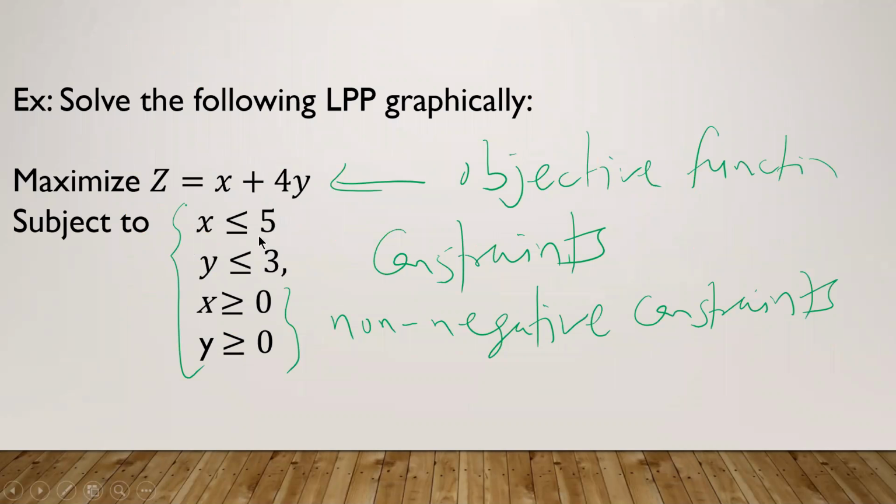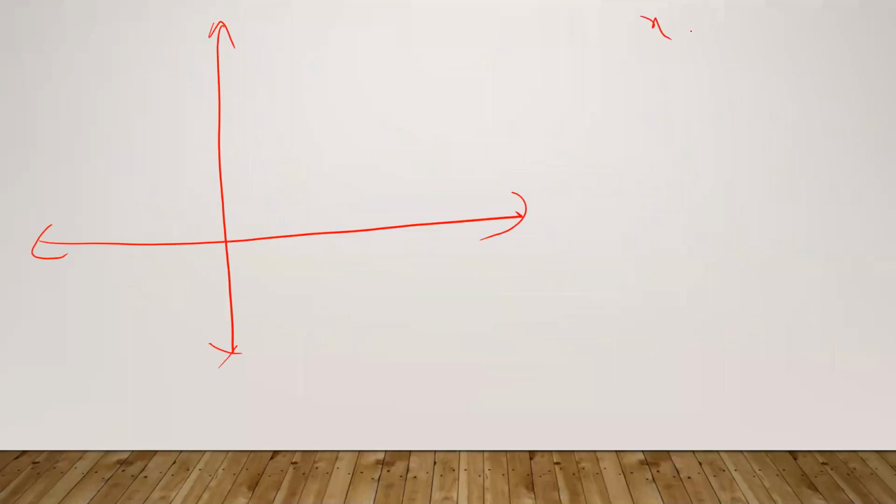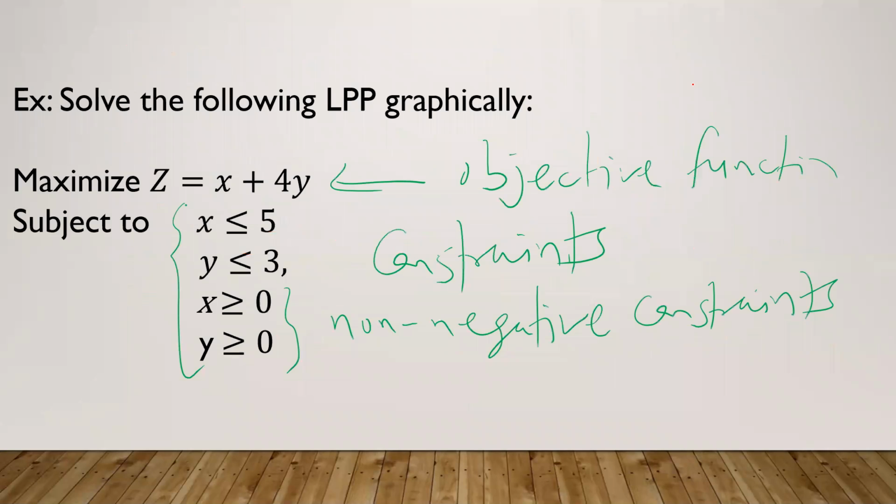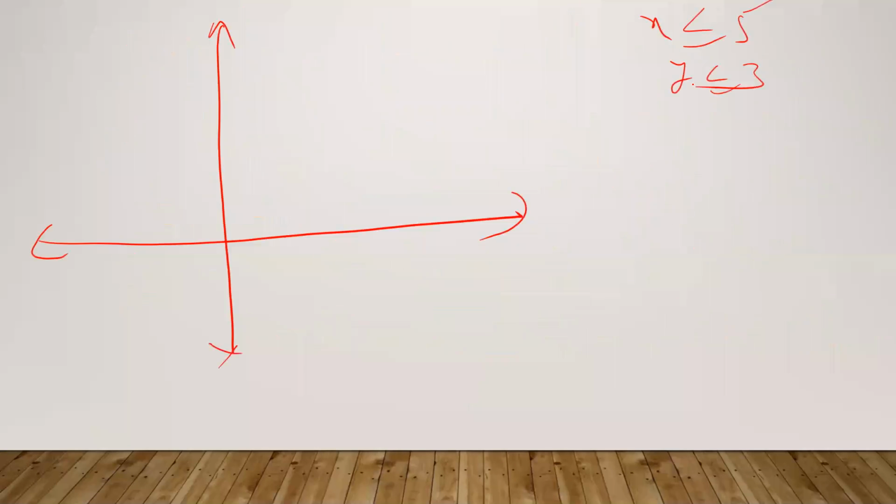So let us draw it here. First constraint is x less than or equal to 5, y less than or equal to 3. And x greater than or equal to 0, y greater than or equal to 0, these are our constraints, right? So because of these two constraints, we have to restrict to the first quadrant.